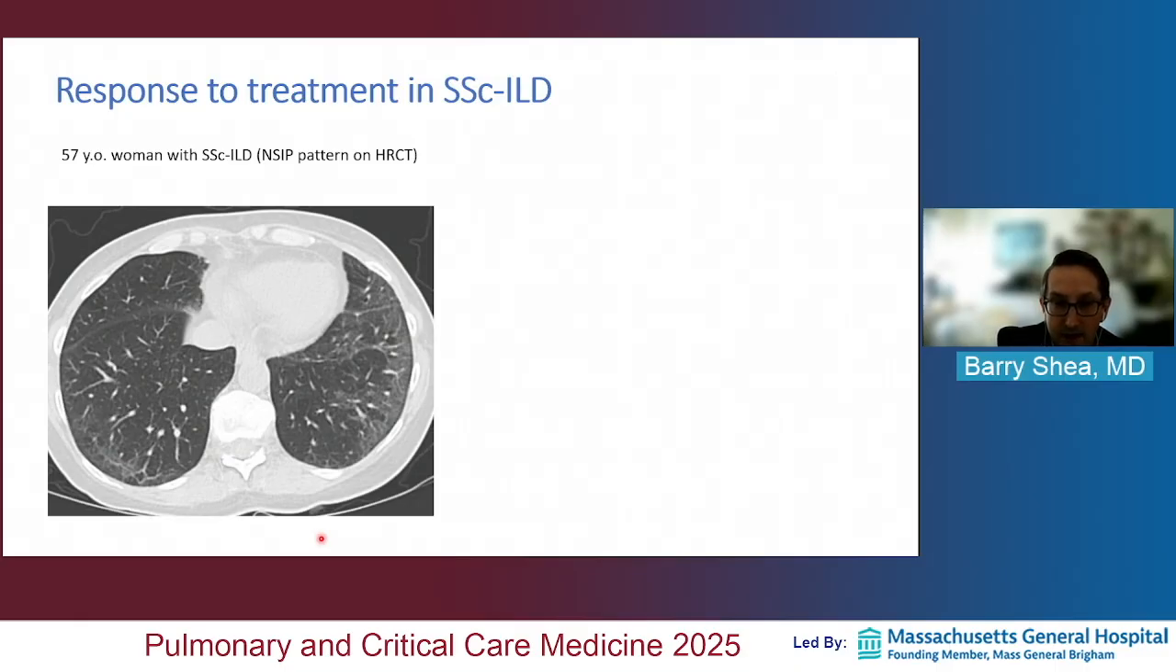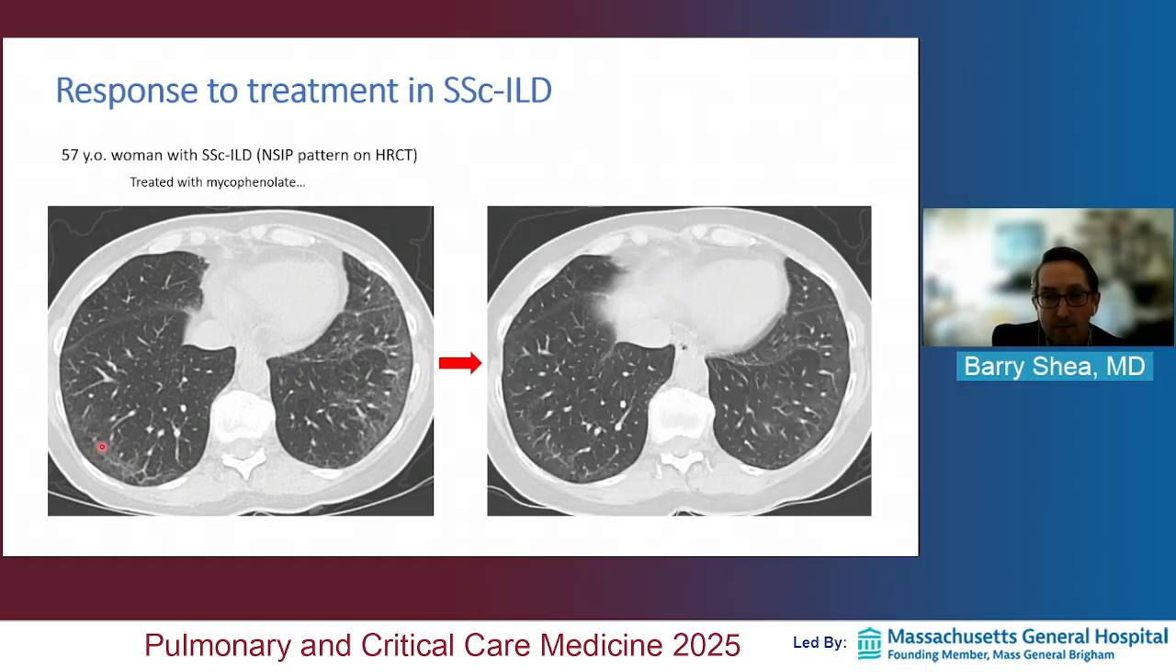She had screening PFTs that were mildly abnormal and a screening HRCT scan that showed these mild bibasilar peripheral ground glass opacities. And she didn't really have any respiratory symptoms at that time, but because of her skin disease, she was started on mycophenolate. And then 9 months later, her PFTs and her CAT scan had both improved. So there was clearly reversibility to her interstitial lung disease in this patient with early, predominantly skin manifestations of scleroderma.